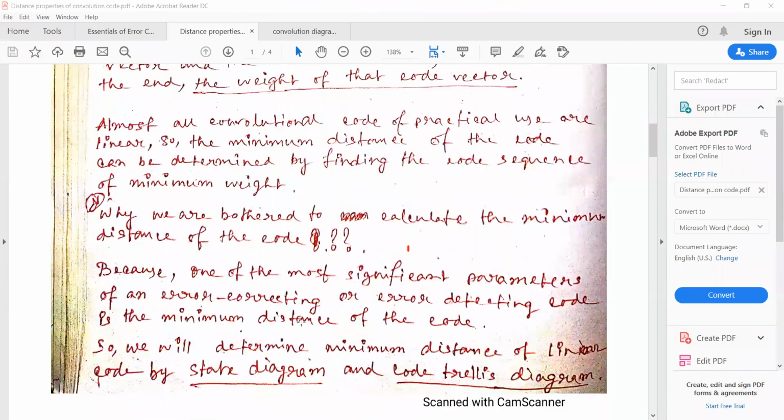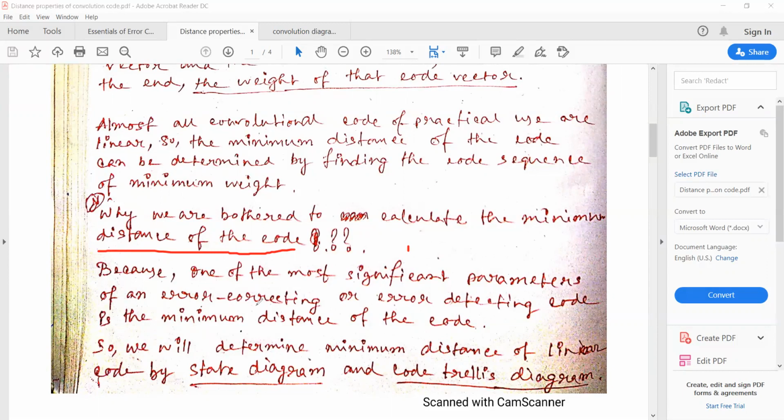Now the question is why we are bothered about calculating the minimum distance of the code. What is the significance of this minimum Hamming distance? Because it is one of the most significant parameters of error correcting or error detecting. There are two terms, one is error correcting and one is error detecting. When I'm finding the minimum distance between any two codes, then we can calculate how many errors can be detected and how many errors can be corrected.